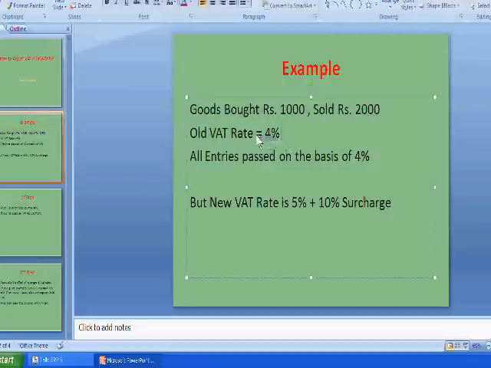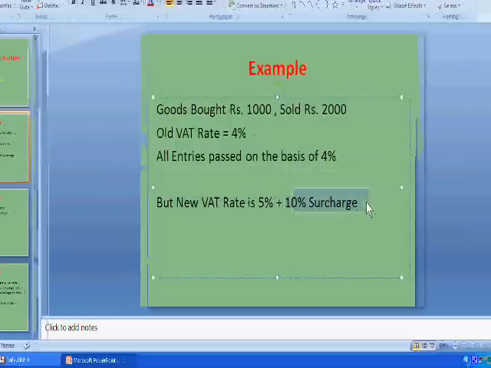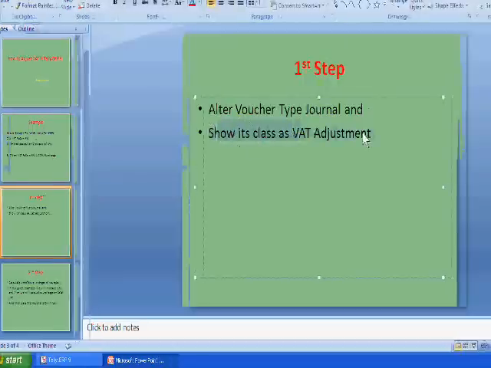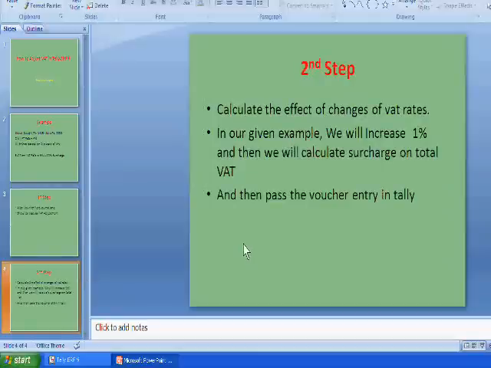Your old rate was 4%, both input and output, and all the entries you have passed with 4%. Now the new VAT rate is 5% plus 10% surcharge. For this, the first step is to go to alter voucher type and show the VAT adjustment. In the second step we calculate the effect of changes of VAT. It means just a 1% increase in VAT, and we will calculate surcharge on the total VAT and then pass the voucher entries.